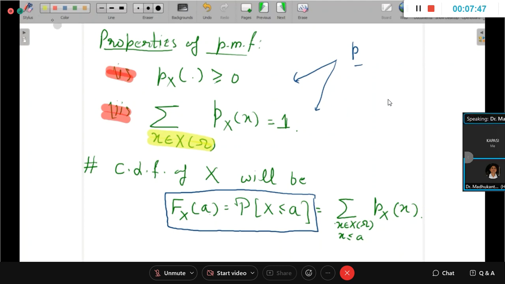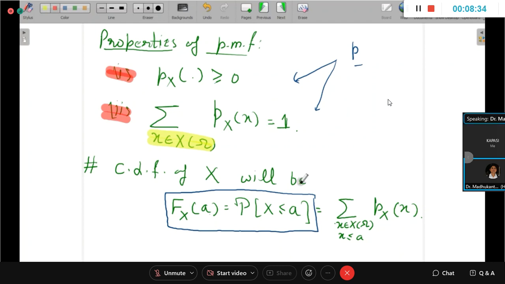And we have also made a statement that if you are able to find a function which satisfies these two properties, then there will exist a random variable for which it becomes a PMF. At least existence is guaranteed. We don't know which random experiment is performed or what type of discrete random variable it is, but there exists such a random variable.